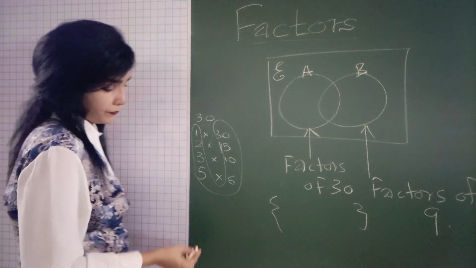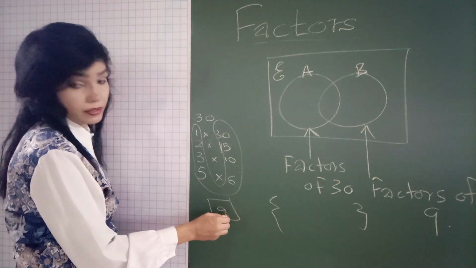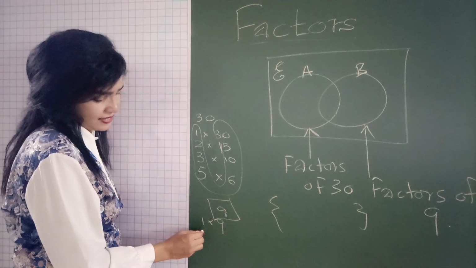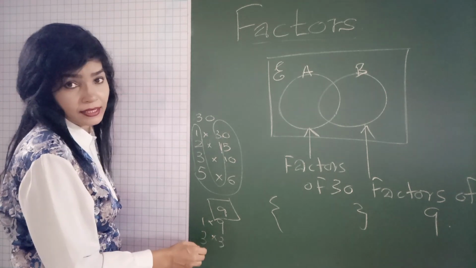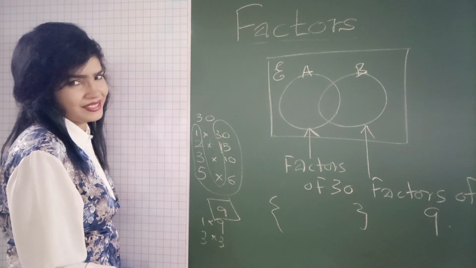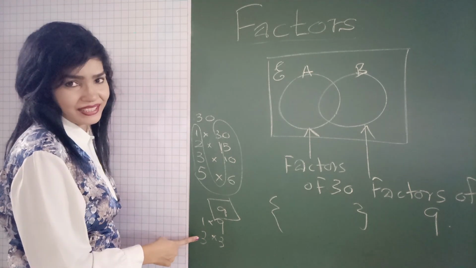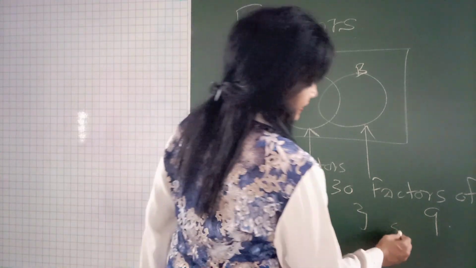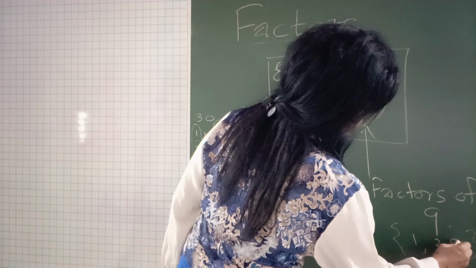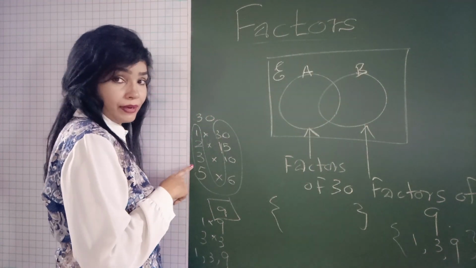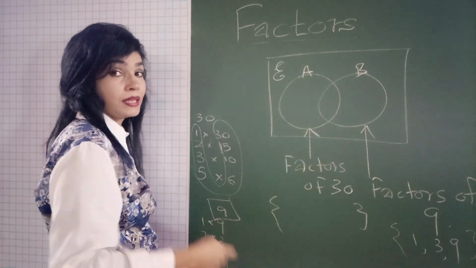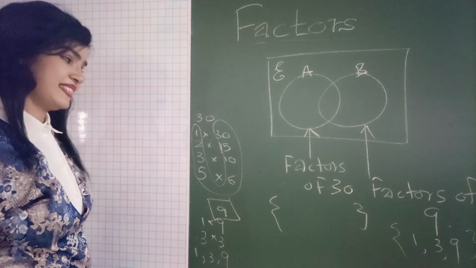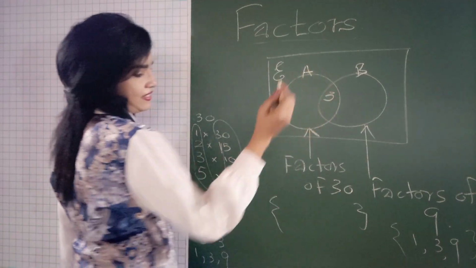The factors of 9. 1 into 9. Then 3 into 3. Anything else? No? Okay. So the factors of 9 would be 1, 3, 9. So what are the common factors which are coming in the middle of the circle, in the intersection? The common factors. Yes? 3 is common. Anything else is common?